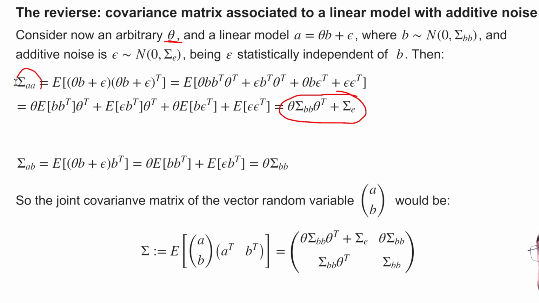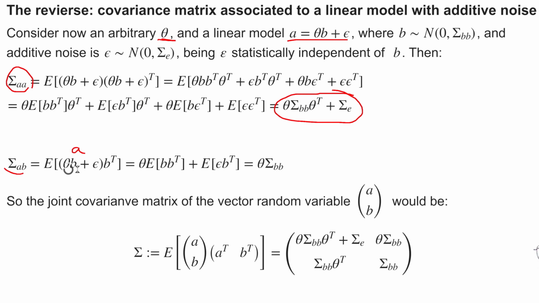So this is the variance of A given by this linear model, and the covariance, the expectation of A B transposed. Okay, then if I take out this product, then I get theta B B transposed, so I get this term, and epsilon B transposed, this term, but independence of the additive noise lets me delete this thing. So only this remains, this is 0, and this expectation is the variance of B, so there it is. Covariance is given by this expression.